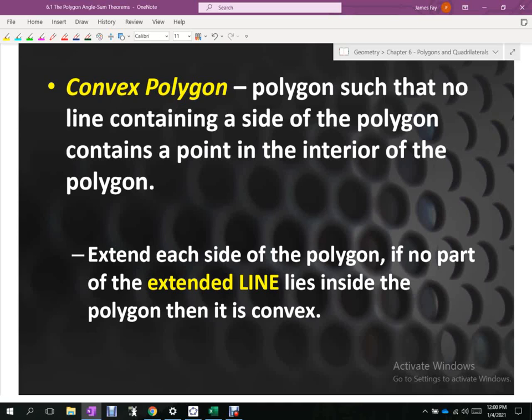And this definition does exactly what we need it to do, so that nothing gets classified as being convex when it really isn't, or something that should be classified as convex is not classified. This says a convex polygon is a polygon such that no line containing a side of the polygon contains a point in the interior of the polygon. Basically what that means is you take your polygon and extend all the sides of it. I like to do it one side at a time, and make sure that none of those lines actually pass through the interior of your polygon. So, let me give you an example of this.